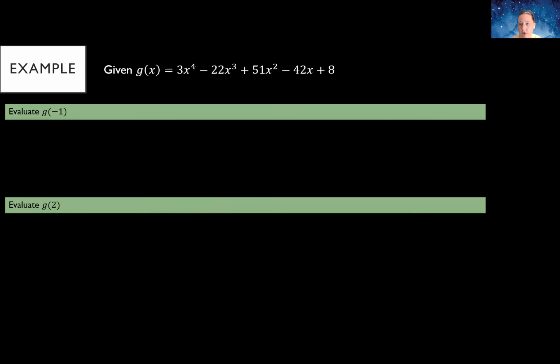So different function, we've got g of x equals 3x to the fourth minus 22x cubed plus 51x squared minus 42x plus 8. We are only going to use the remainder theorem here just to practice it. So if we want to evaluate g of -1, that is going to tell us we're going to use c equals -1. So that value when we're setting up our synthetic division is going to be -1. So you don't switch the sign when you're doing it in function form. You only switch it and do the opposite of sign when it's in division form.